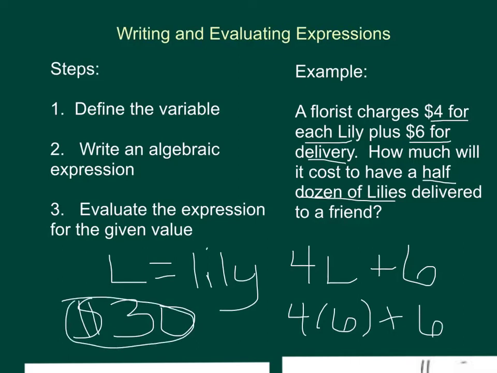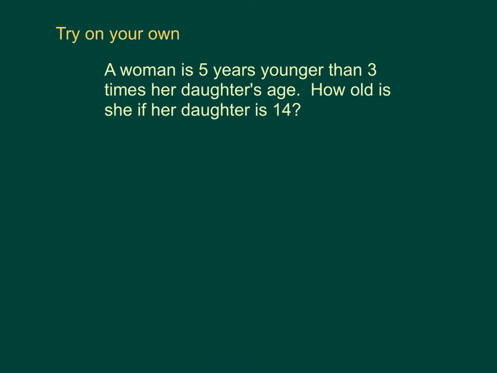Please take a moment to pause this video and record this example in your notes. Now I'd like you to try an example on your own. A woman is 5 years younger than 3 times her daughter's age. How old is she if her daughter is 14? Please take a moment to pause this video and try the example on your own.